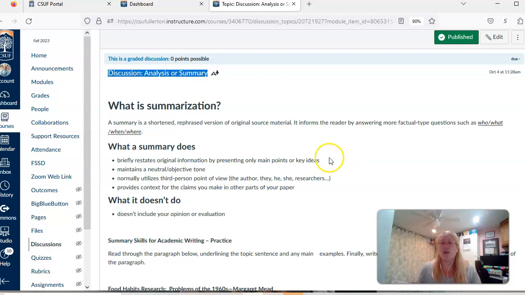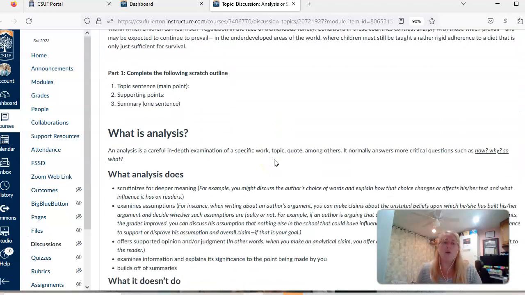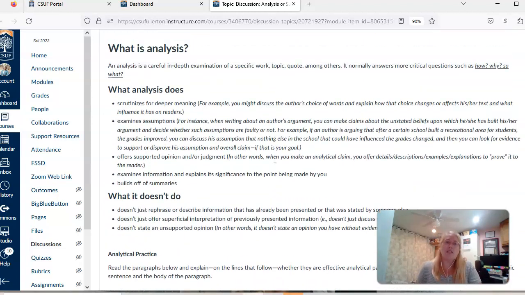So that moves us to our second paragraph, which would be the analysis piece. An analysis is a careful, in-depth examination of a specific work, in this case, this article. It normally answers more critical questions such as how, why, and what. So part of this is saying, okay, how did this author answer their research question? What method did they use to answer that question?